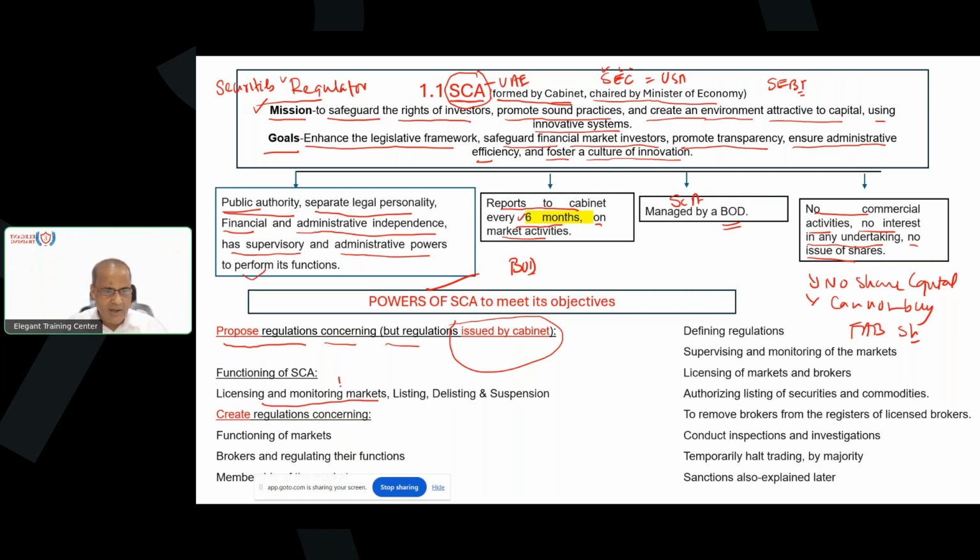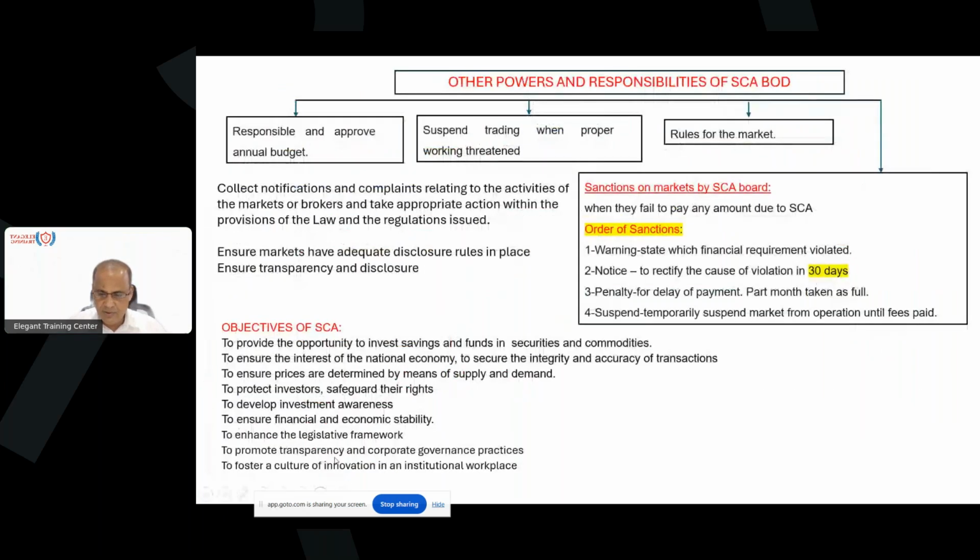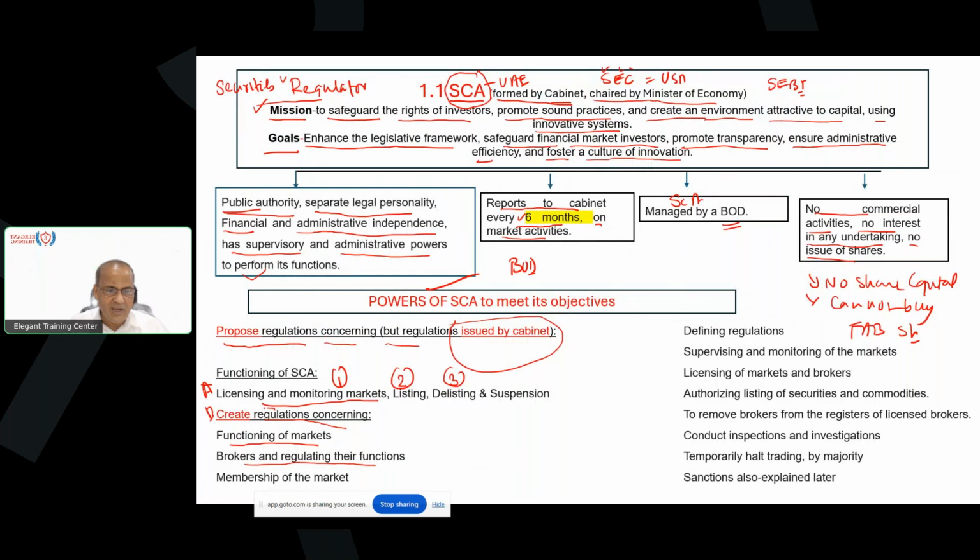Licensing and monitoring the markets. Number one, listing, delisting and suspension. These are the functions of the SCA. A, B: creating regulations concerning the functioning of markets, brokers, and regulating their functions, and membership of the market. Right?